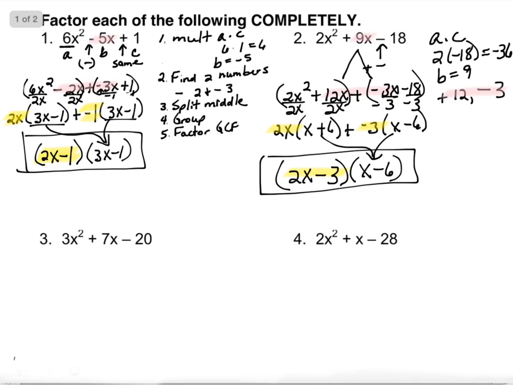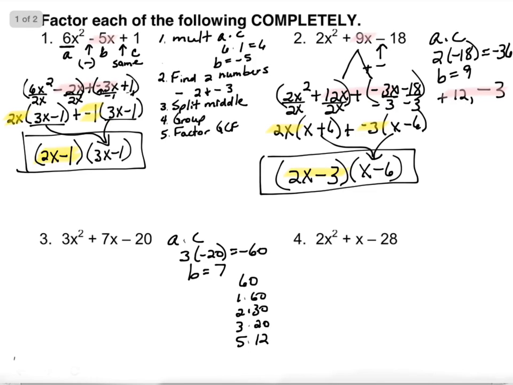Next one, there's no GCF, so I leave that. I multiply a times c. So that's 3 times negative 20, which is negative 60, and b is 7. So you have to think of factors that will multiply to be 60. We have 1 times 60, 2 times 30, 3 times 20, 5 times 12, and you just keep going till you find one.